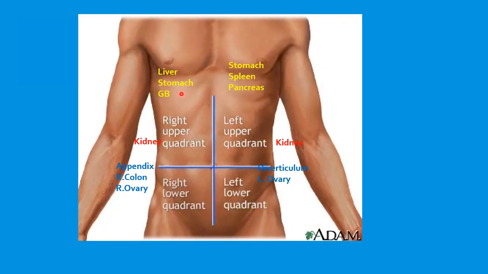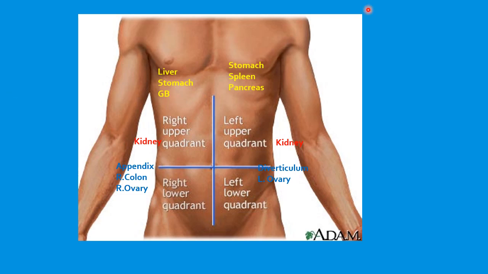Okay, for convenience, the abdomen can be divided into four large quadrants. Here you've got a right upper quadrant, left upper quadrant, right lower quadrant, and left lower quadrant. And each of these quadrants contains various important organs. In the right upper quadrant, the three main ones are the liver, stomach, and the gallbladder, and part of the duodenum.